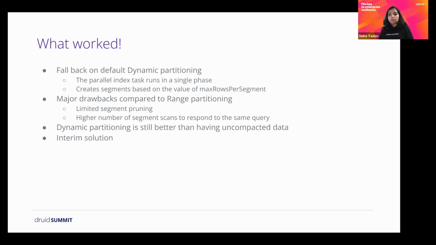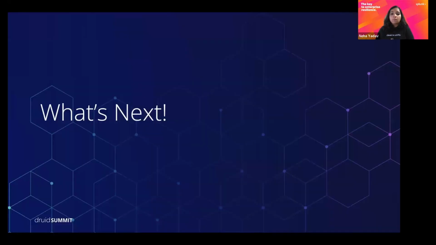And again, we thought that this is going to be an interim solution, and we continue to investigate what would be the solution to the problem and how we can enable range compaction on our clusters. So let's talk about what's next and what are the things that we want to do to have all our clusters on range partition compaction.